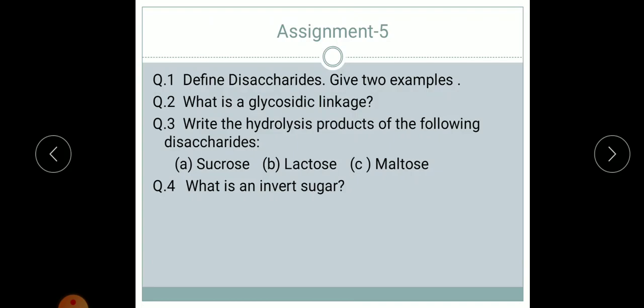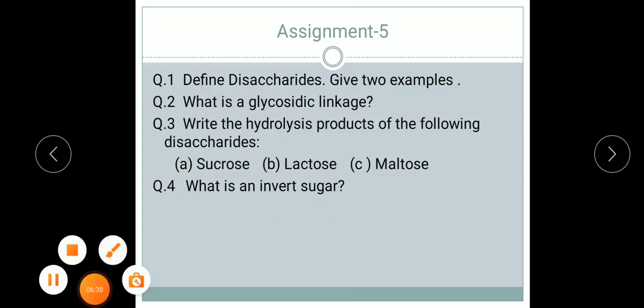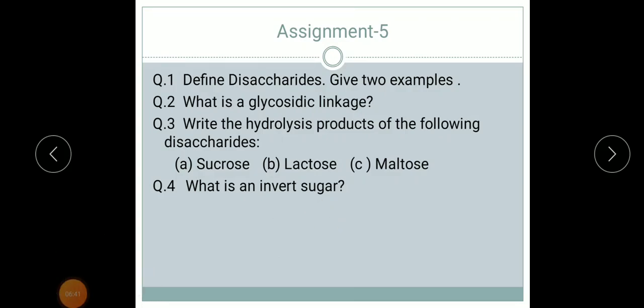Fine. Now today's assignment number 5. Question number 1, define monosaccharides, give 2 examples. Question number 2, what is the glycosidic linkage? Question number 3, write the hydrolysis products of the following disaccharides. So you need to write down what will be the hydrolyzed products of sucrose, lactose and maltose. And question number 4, what is an invert sugar? Complete this assignment and send it in my mail.